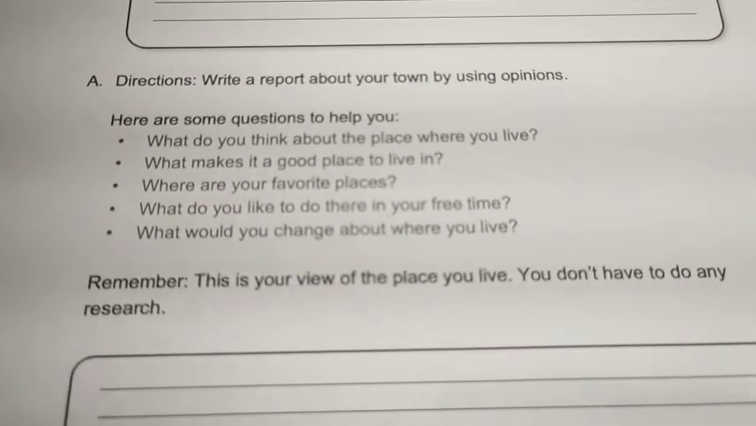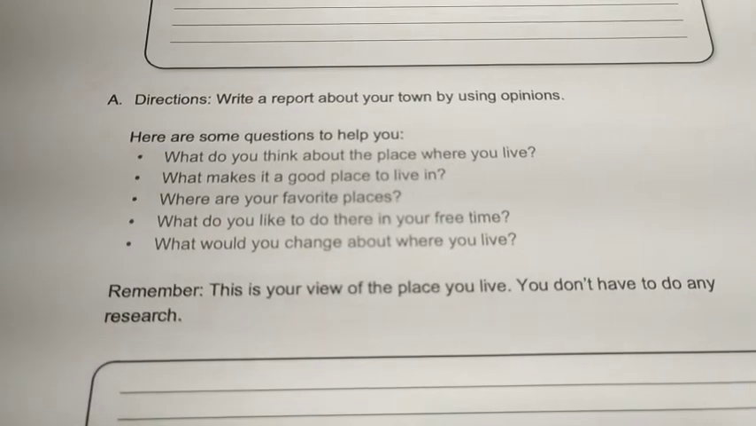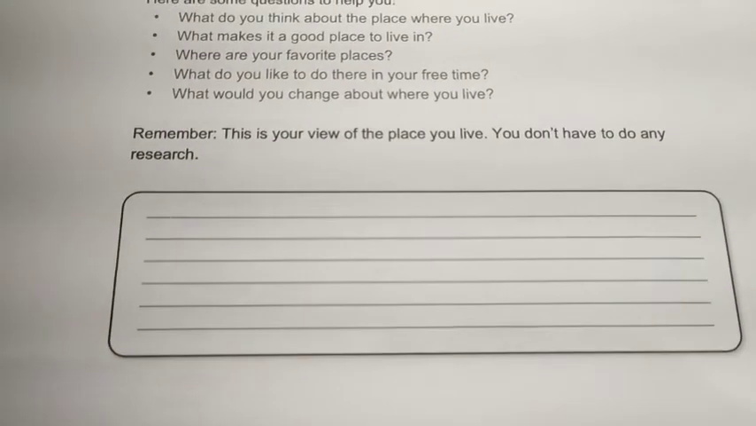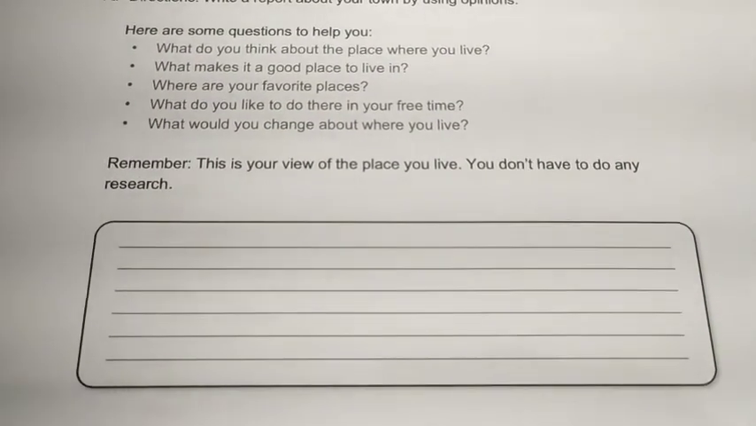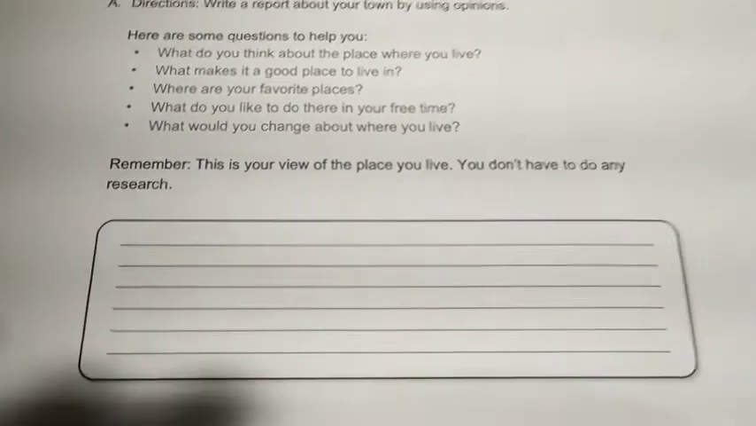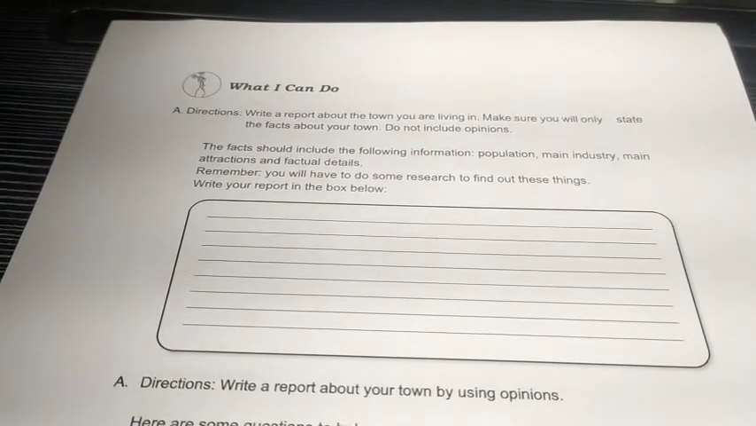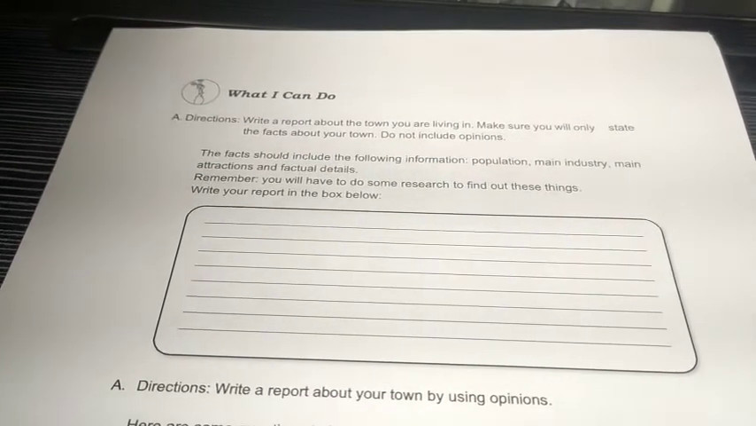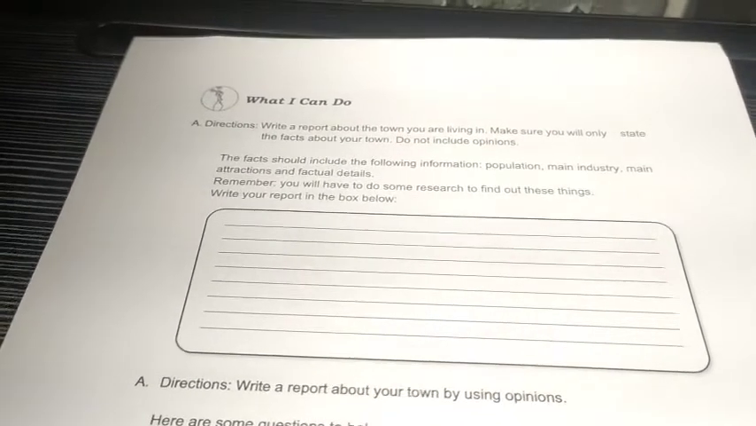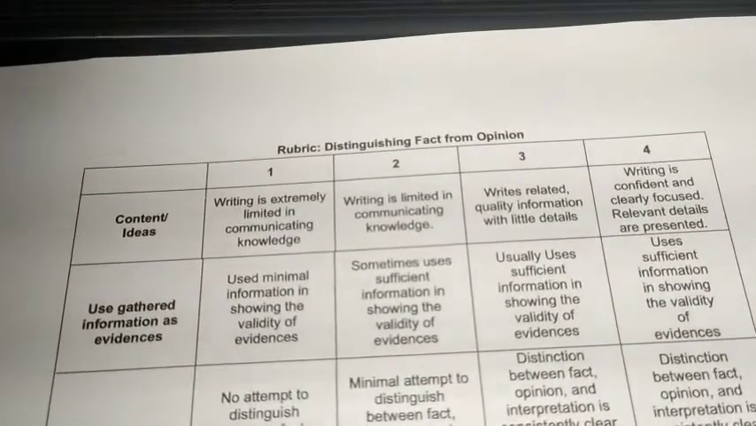Then for letter A, write a report about your town by using your opinion. So, the first one, pure facts. Then the second one, your opinion. This is your view of the place you live. You don't have to do any research. Because here, you will have research. The population, the main industry, like that. And you have here the rubric.